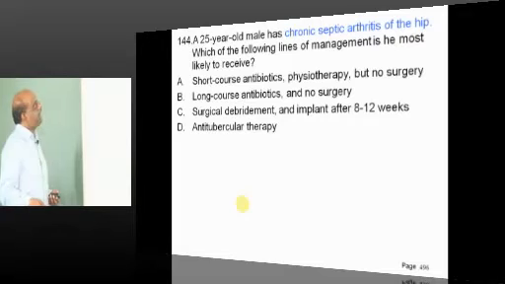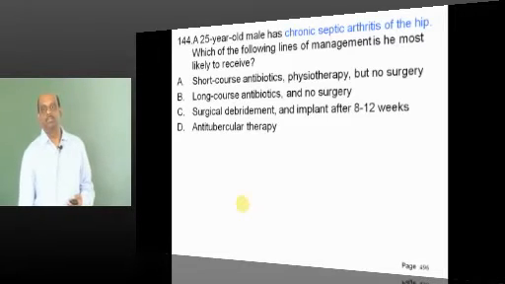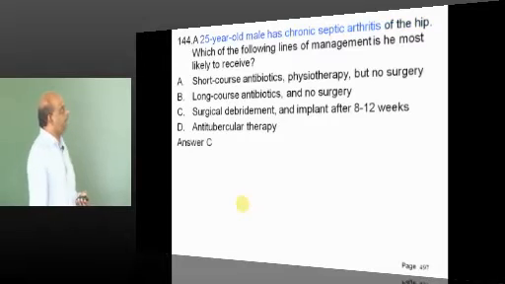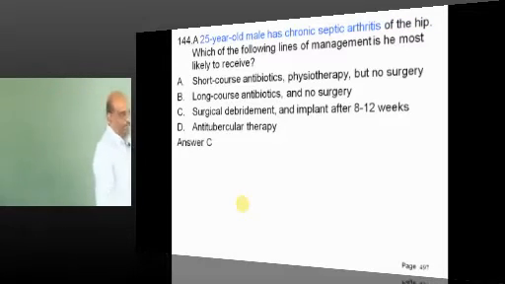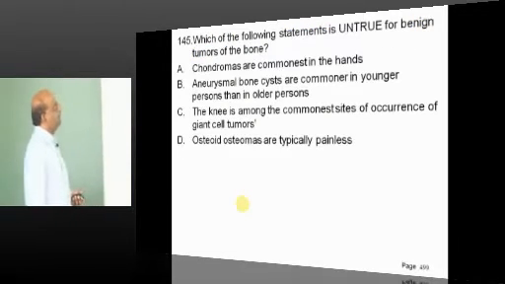Chronic septic arthritis of hip, what is the best thing that you want to do? Surgical debridement and putting an implant after 8 to 12 weeks is the important principle.